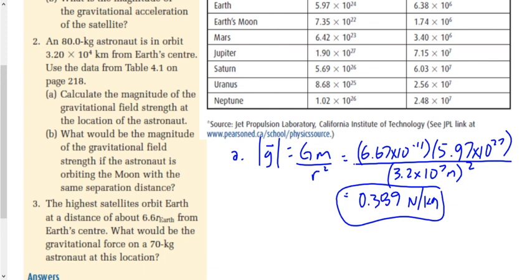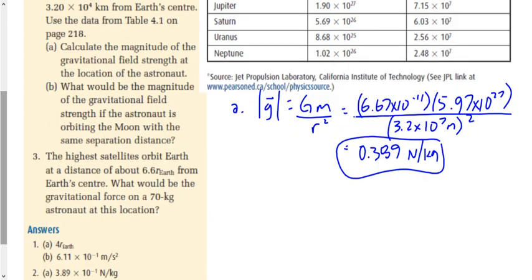Question B, what would be the magnitude of the gravitational field if the astronaut was orbiting the moon with the same separation distance? So what changes here? Not the astronaut, not the experiencer, but the producer, right? We're changing from the Earth to the moon. So for question B, same equation, g is equal to GM over r squared, but different mass.